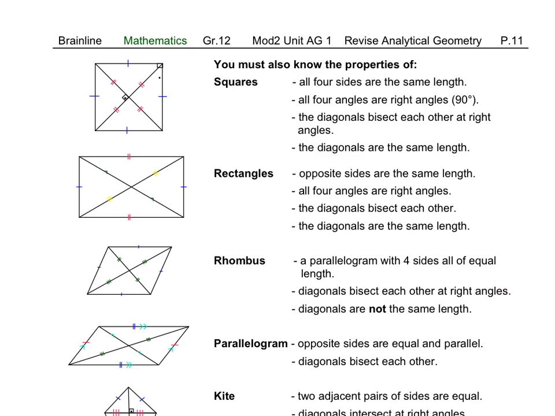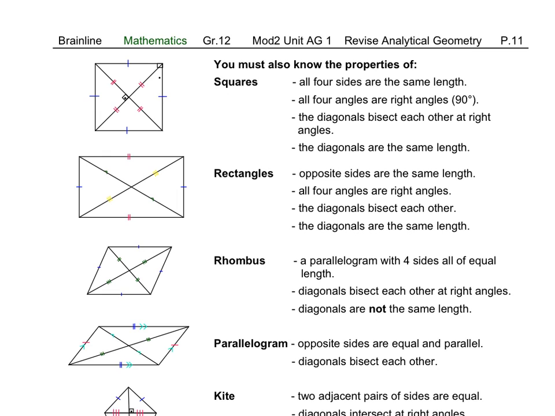Then next we will run through the properties of our figures, and it's important to know them off by heart. For a square, we know that all four sides are equal in length. All four angles are right angles. The diagonals bisect each other at 90 degrees, and they are also the same length.